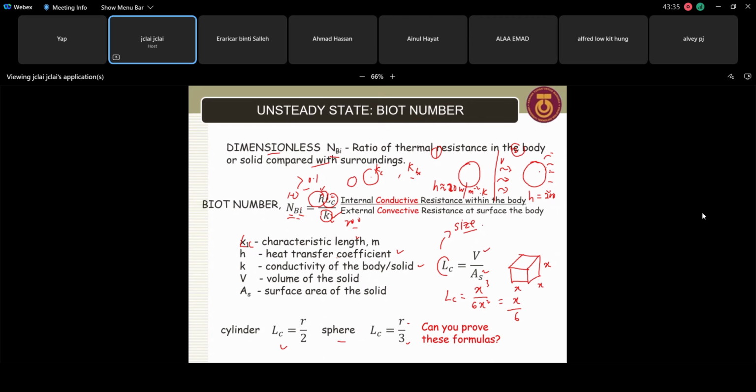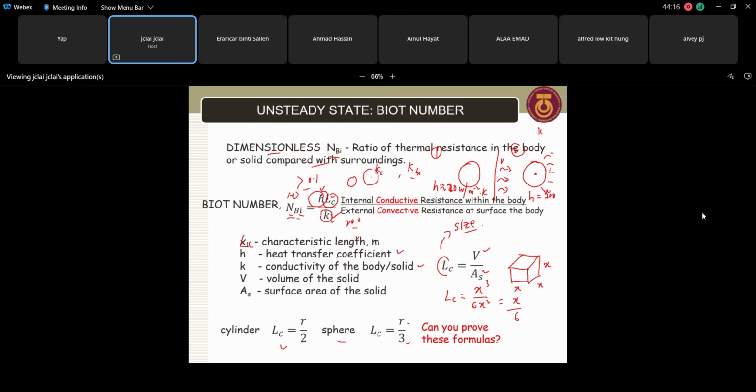But if K is maintained, then heat is... what do you call that? Heat is transferred from the center to the surface not fast enough as compared to heat loss to the surrounding. Because now in this situation you have airflow, so heat is lost from the surface to the surrounding at a very fast pace, right?